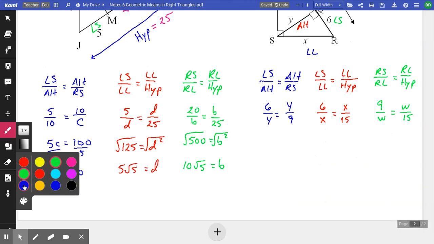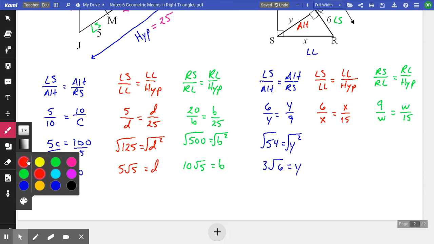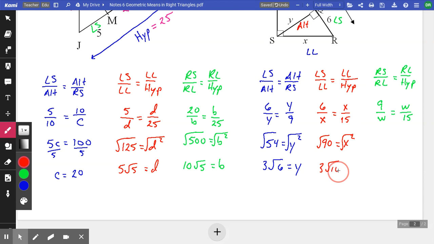So let's go ahead. I know I said I wouldn't, but let's go ahead and finish this. 6 times 9 is 54. And then y times y is y squared. And when you take the square root there, you get 3 square root of 6 equals y when you simplify it. All right. Next case, 6 times 15 is 90. X times x is x squared. When we evaluate the square root, that simplifies to 3 square root of 10. I know I'm skipping some of those steps, but that's just some algebra that we can take a little time to make our factor tree for.